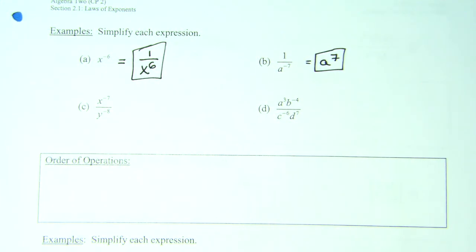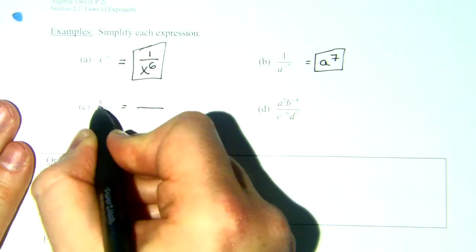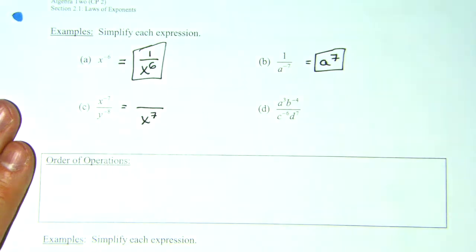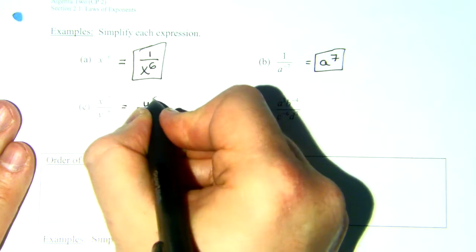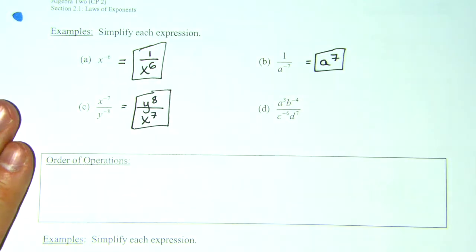In letter C, they both have negative exponents, so really I'm just going to switch where in the fraction they're showing up. X to the negative 7th becomes x to the 7th in the denominator. Y to the negative 8th becomes y to the 8th in the numerator. Y to the 8th over x to the 7th.